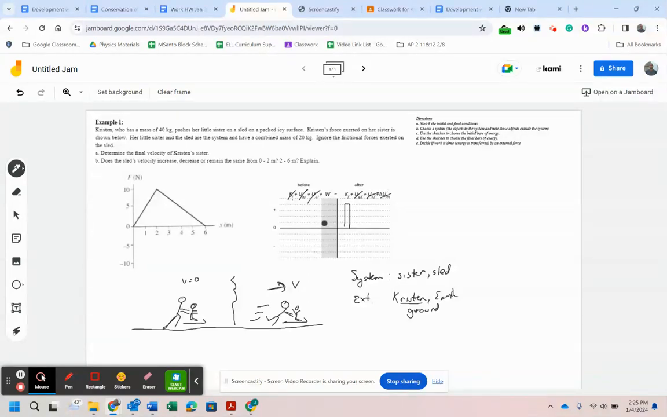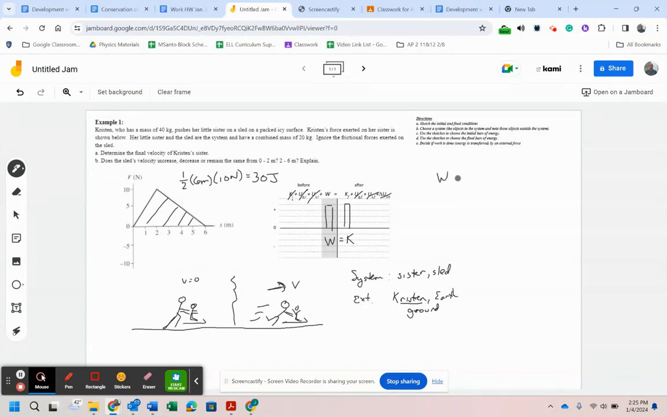Which means that energy had to come from somewhere: the external force exerted by Kristen. Kristen is doing the work on her sister. So our equation is work is equal to the final kinetic energy. To figure out the work on a force versus position graph, we want to find the area underneath the curve. So this is going to be 1/2 times the base, which is 6 meters, times 10 newtons, which is 30 joules of energy transferred to her sister from Kristen.